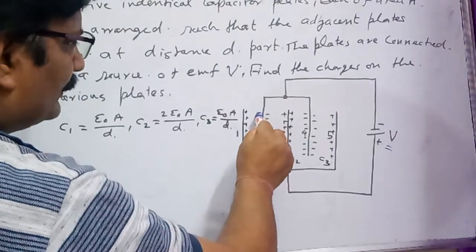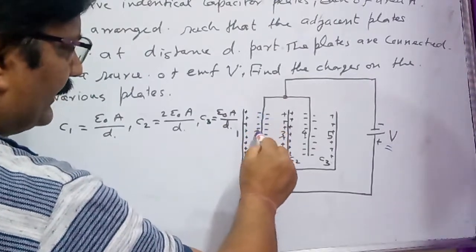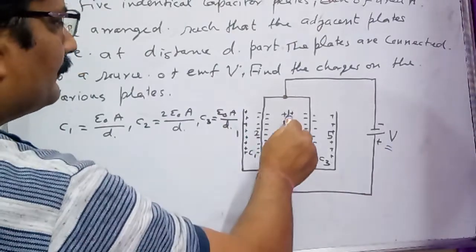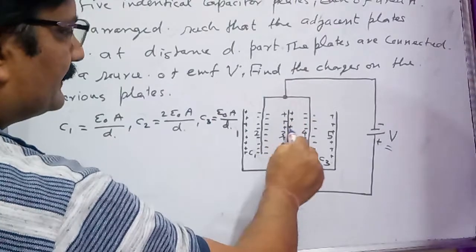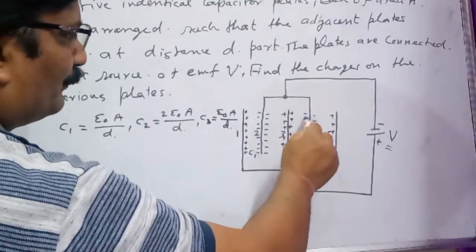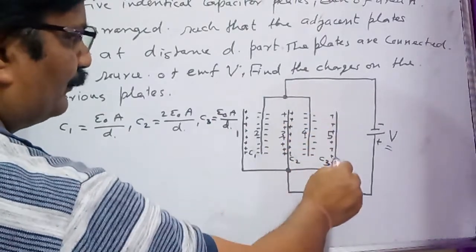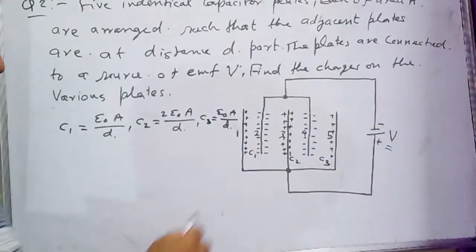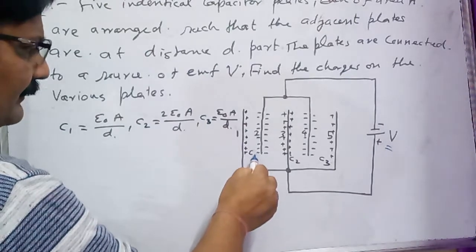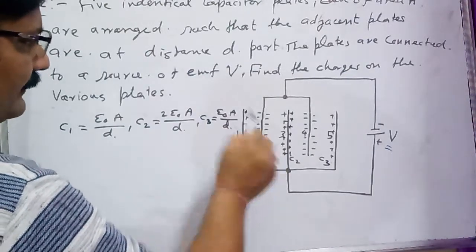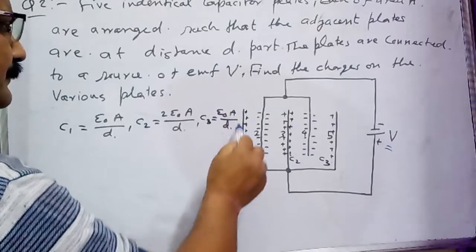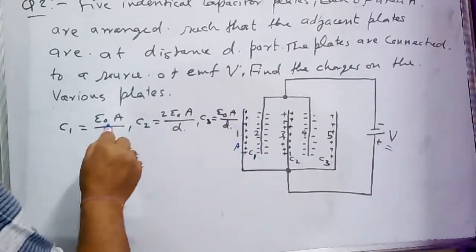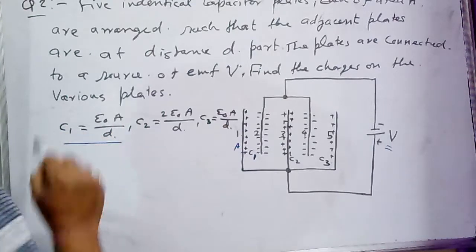Here you can see both the surfaces of plate 2 are at negative charge or negative potential. Plate 3, both the surfaces are positive. Plate 4, both the surfaces negative. Plate 5, one surface is positive. So capacitor C1 is between plate 1 and 2. What can be its capacitance? If plate area of the capacitor is A, the capacitance is going to be epsilon naught A divided by D.